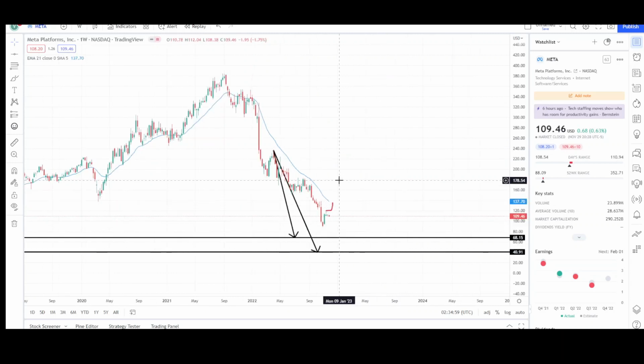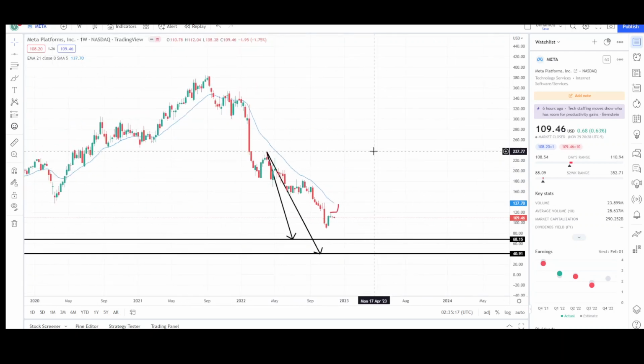Obviously this month is almost over. Next year is approaching. There's only one more month left, so it could be a few months till we see these lower targets. But to invalidate these targets, we need to break above the 240 level, which is very hard to see Meta Platforms do. So I think these long-term targets still stand as long as we don't break above that 240 level.